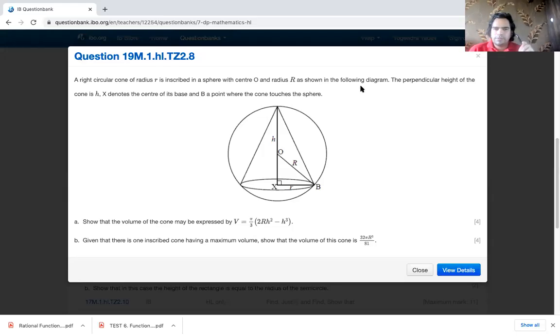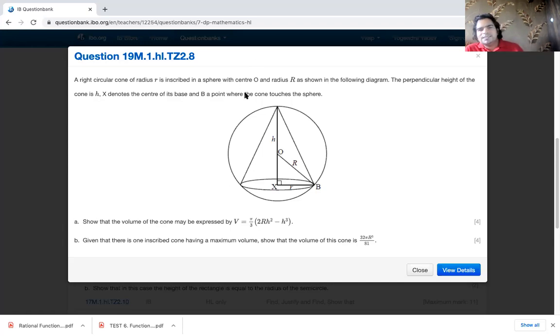So in this question, what we have is a sphere that inscribes a cone, and certain specific cases are given. The radius of the cone has been given as small r. The radius of the sphere is given as capital R. The height of the cone.